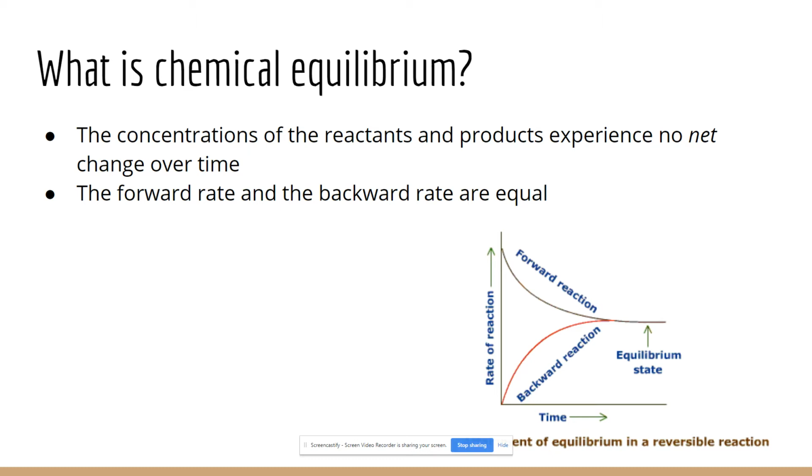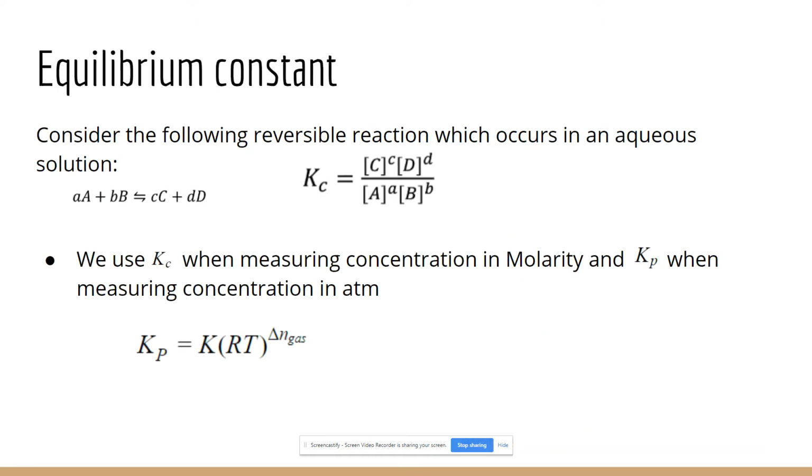What this picture is just showing is that in this particular instance, before equilibrium was reached, the backward reaction rate had to increase, the forward reaction rate had to decrease until they were equal to one another. That is what equilibrium is.